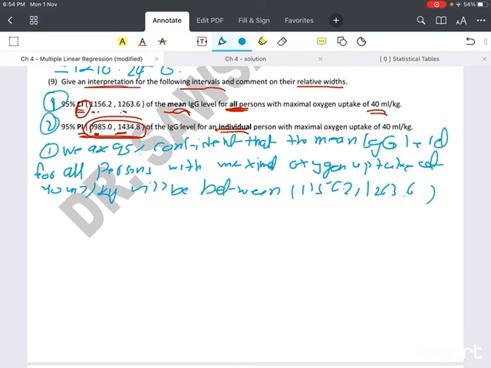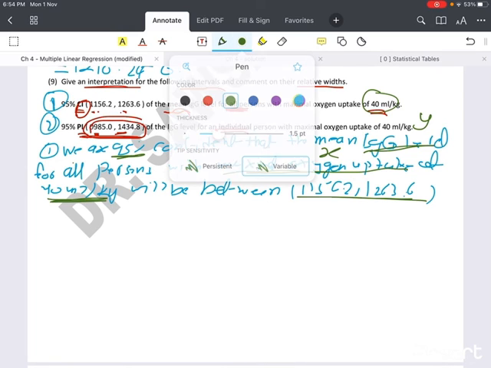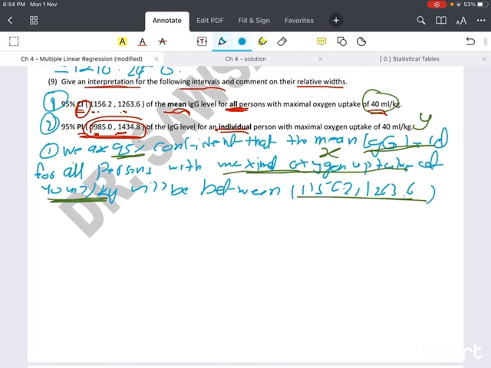Okay, so this will be the values used and this will be the interpretation. It is always the same. How you will write: we are 95% confident that the mean, then you will write y with the exercise wording, for all persons with maximal oxygen, then you will write x with the exercise wording, of the value of x, will be between the interval you find.